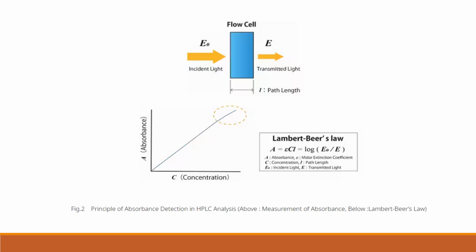Now in this figure, the principle of absorbance detection used in HPLC analysis is shown. The absorbance is measured by monitoring the rate of decrease in the amount of light that passes through the cell when irradiating the solution in the flow cell with light of a particular wavelength. The absorbance is proportional to the concentration of the target substance present in that sample. This can be defined by Beer-Lambert's law.